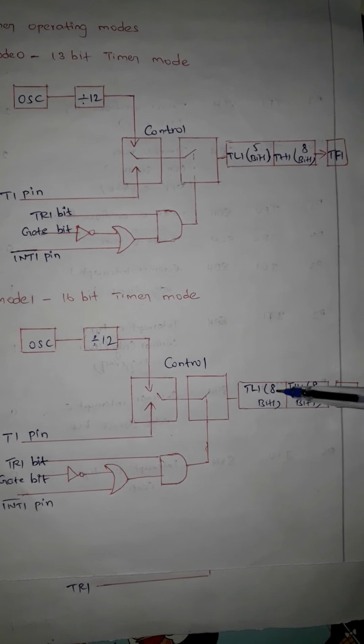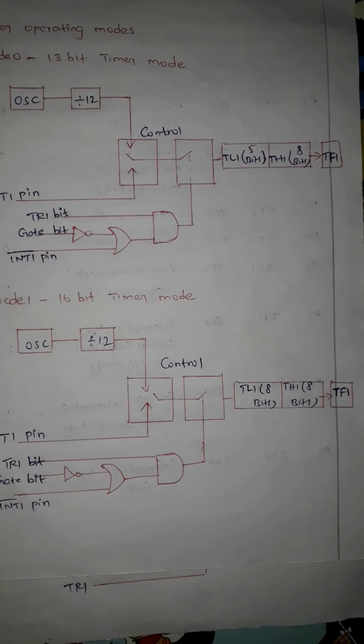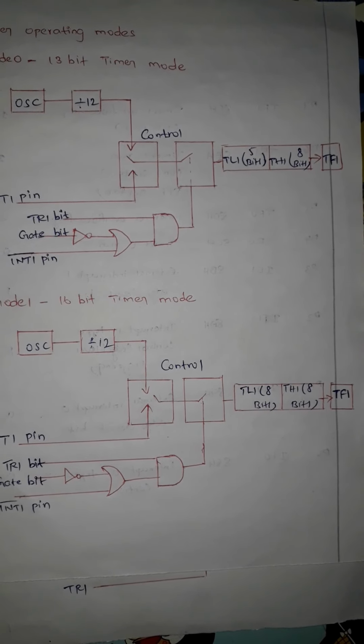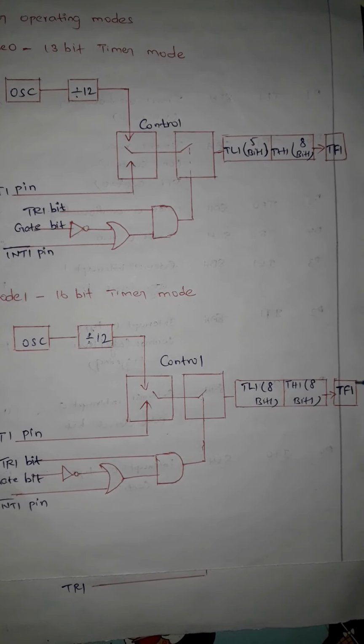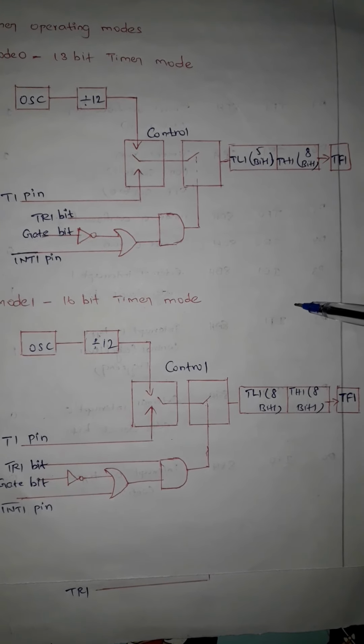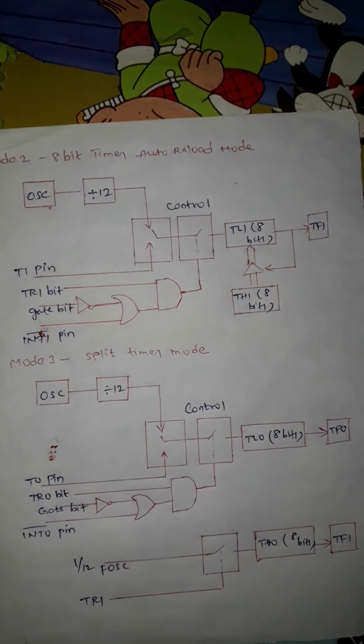By using these 16 bits you can count up to the maximum value, that is 65,535 counts are possible. So that is 0 to 65,535 maximum count is possible. Once the maximum count has been reached, then it generates an overflow flag, that is TF1. So this is mode 1 and mode 0 of operations.